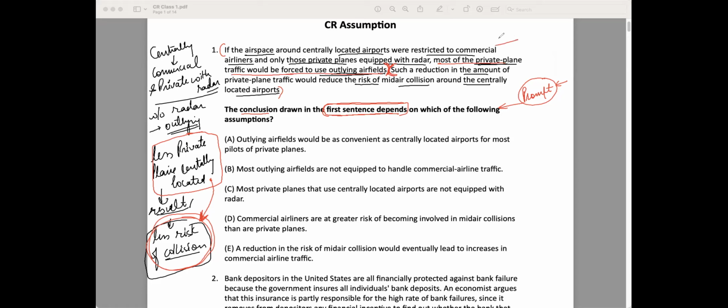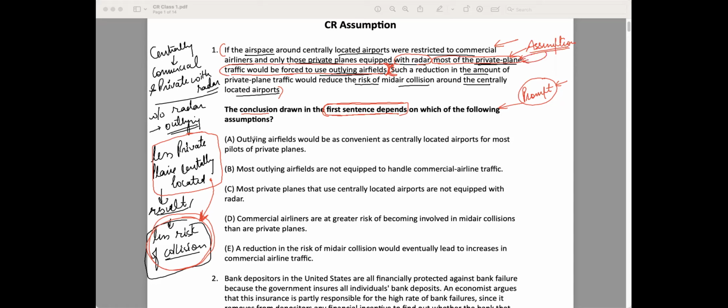So if this is the condition, then this will happen. This will happen means this is the final conclusion we are making. So it's like we will not allow, only the private planes with radar will be allowed around centrally located airports. And because of that, most of the private planes will not be allowed to use centrally located airports. That's the conclusion we are talking about. So what assumption has been made? What assumption is required to make this conclusion?